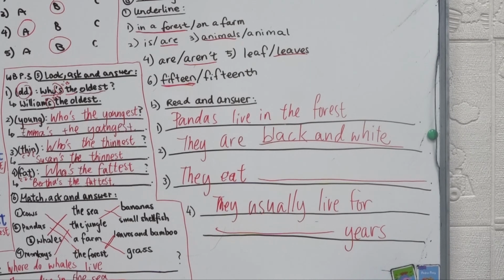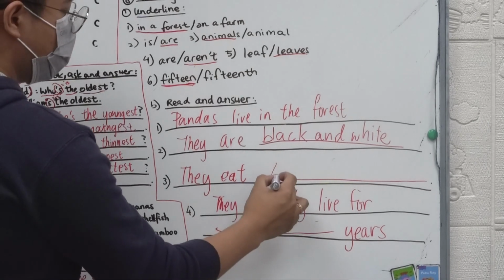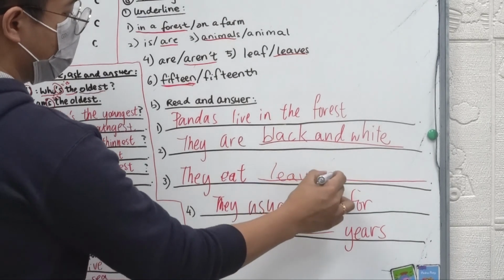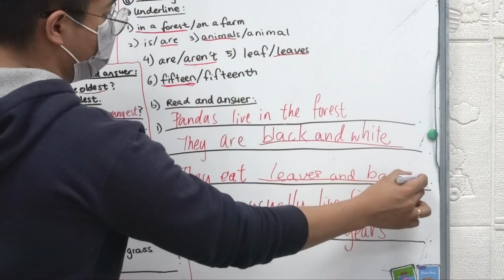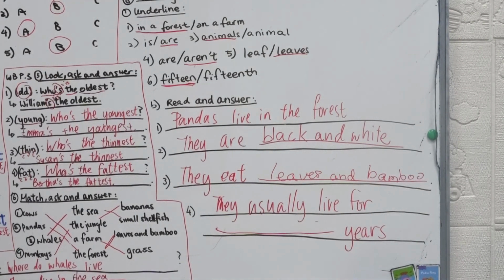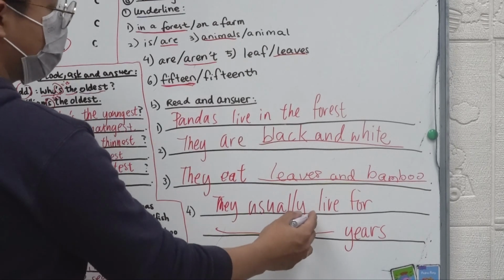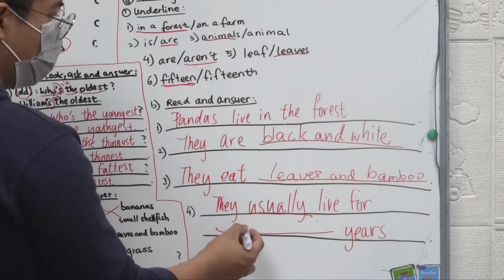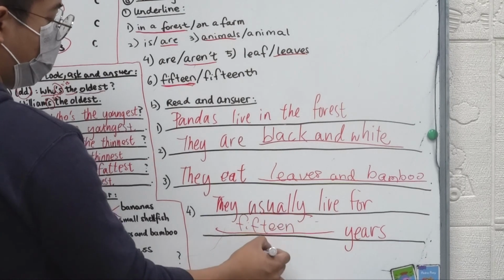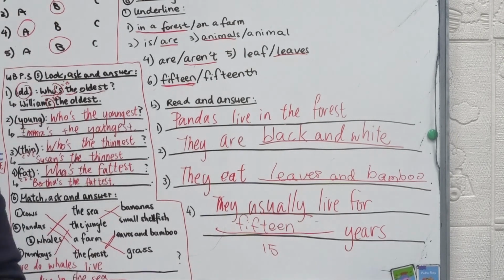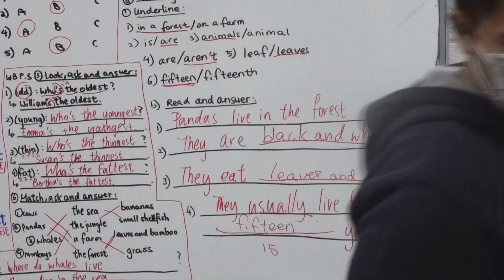Alright, so question number 3, what do they eat? They eat... What do they eat? Leaves and bamboo, right? And how long do they live for? They usually live for 15. Usually means most of the time, right? F-I-F-T-E-E-N, right? 15 years, okay? Alright, so please check your answers, okay?